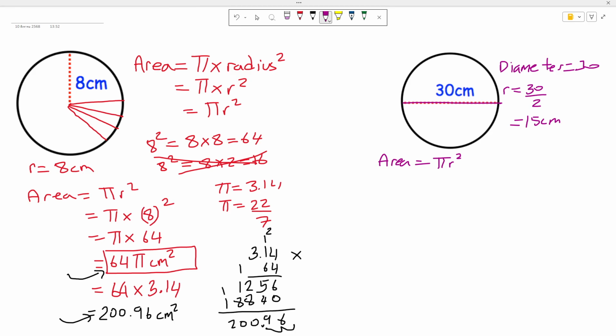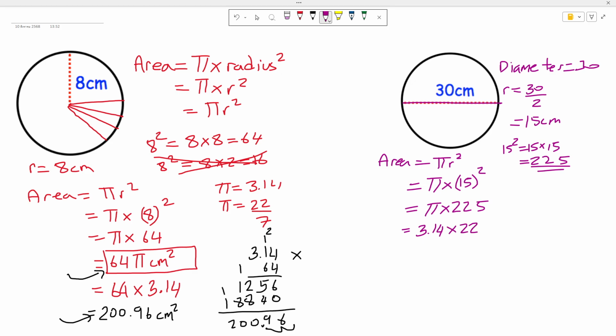Now, once we have the radius, we do the exact same steps. So we have pi multiplied with 15 squared. Now again, 15 squared is 15 times 15, which is equal to 225. Don't make the mistake here. So we have pi multiplied with 225. In this case, let's say we substituted 3.14, which is the value of pi, multiplied with 225. I'm not going to multiply here.